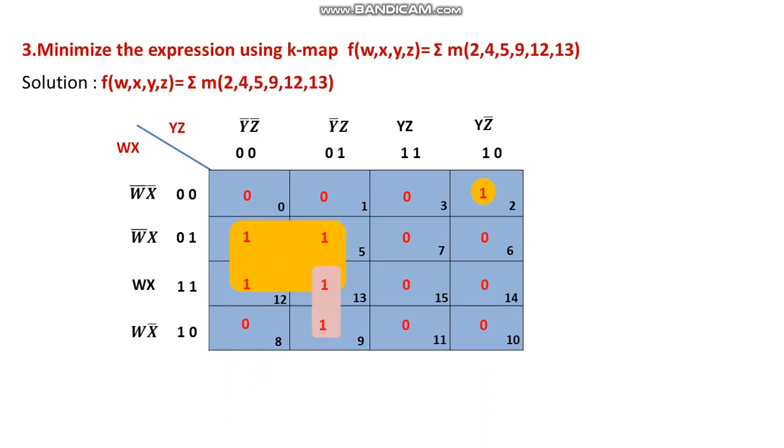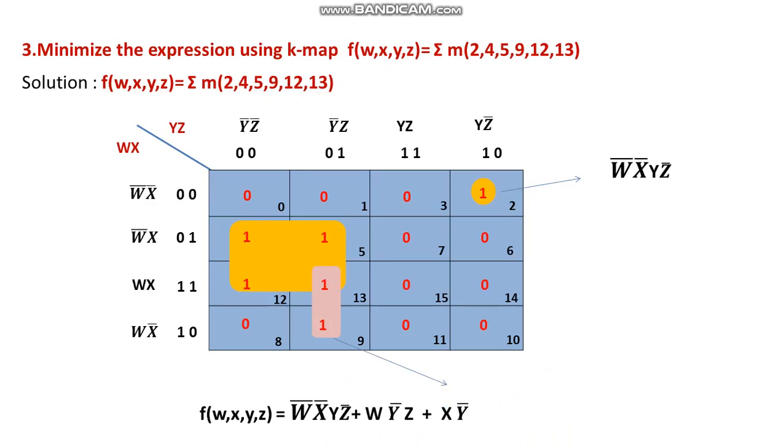Okay, so we'll write an expression for the isolated one. What is the expression? It is w bar, x bar, y, z bar. Then what is the expression for 13 and 9? It is w, y bar, z.